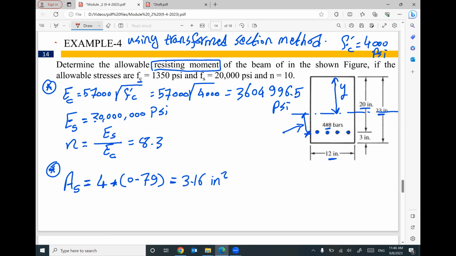Any help? Is it 10 inches? 8 inches? No, it's not a value, because I don't know what the neutral axis is. So how will you give me a value? The neutral axis is unknown for me. So the distance between your steel reinforcement and your neutral axis must be variable. Can anybody tell me the expression for this distance?